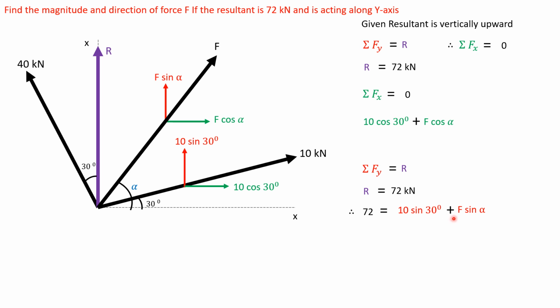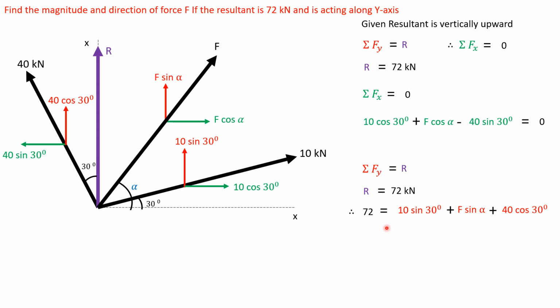Now resolving this 40 kN force horizontally, it will be 40 sin 30 degrees directed towards the negative x-axis. So minus 40 sin 30 degrees equals 0. Now resolving the 40 kN force vertically, it will be 40 cos 30 degrees, directed to the positive y-axis. So plus 40 cos 30 degrees.